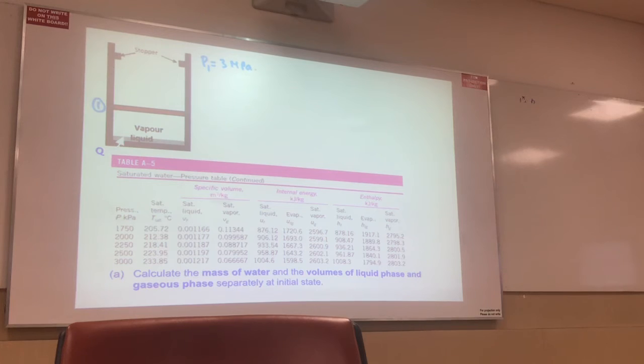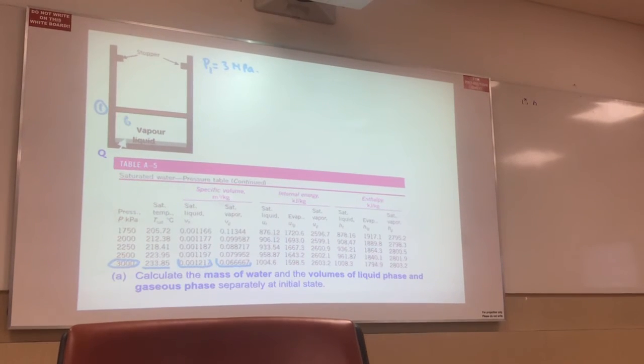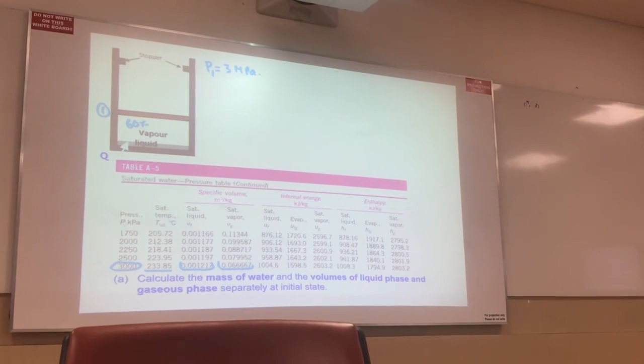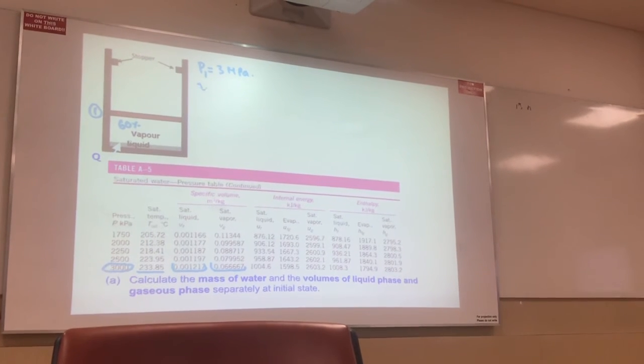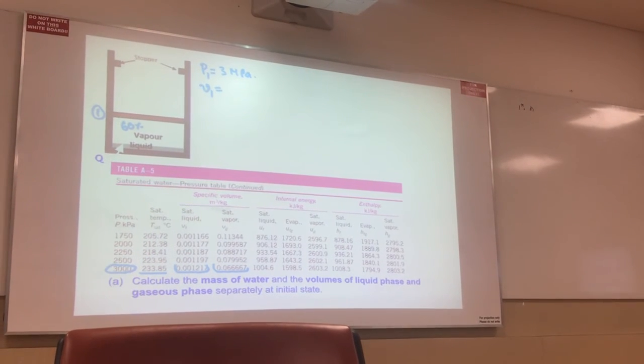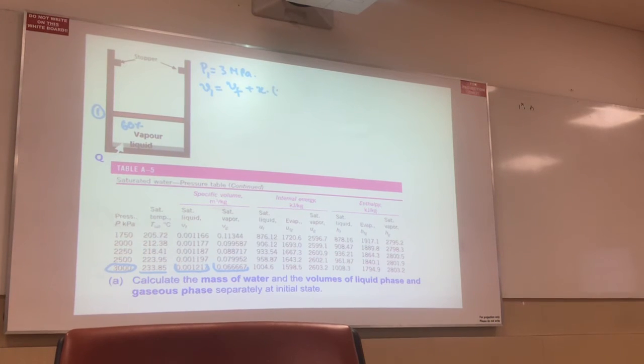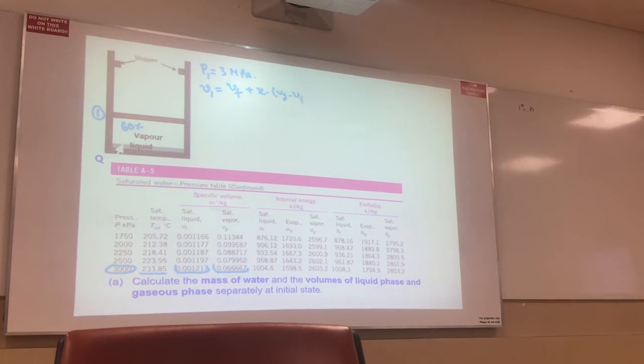In liquid plus vapor mixture, then you can find at 3000 kilopascal this is the saturation temperature. This is Vf, this is Vg. Right? So I can write, what is the quality? 60% quality, they say. So what is specific volume at state 1? V1 becomes Vf plus x times Vg minus Vf.